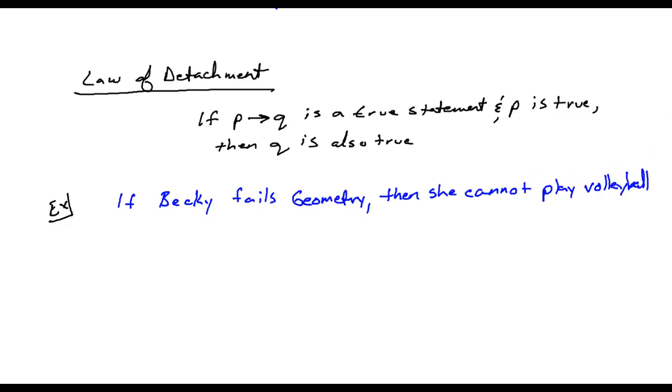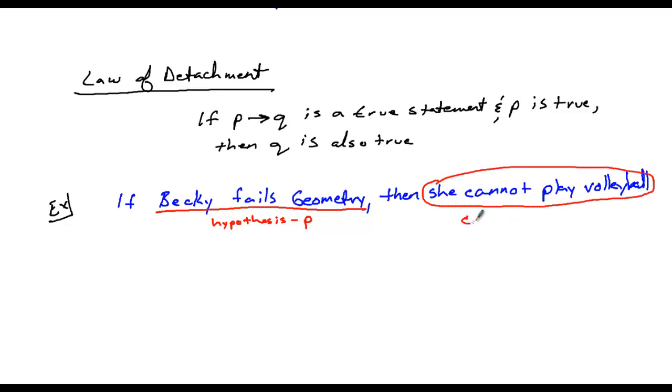Okay, so we have a conditional statement here. If Becky fails geometry, that's our hypothesis, right? Becky fails geometry, that's our hypothesis P. She cannot play volleyball, that's our conclusion Q. So here's our statement: if Becky fails geometry, then she cannot play volleyball. Period. That's it. That's a statement.